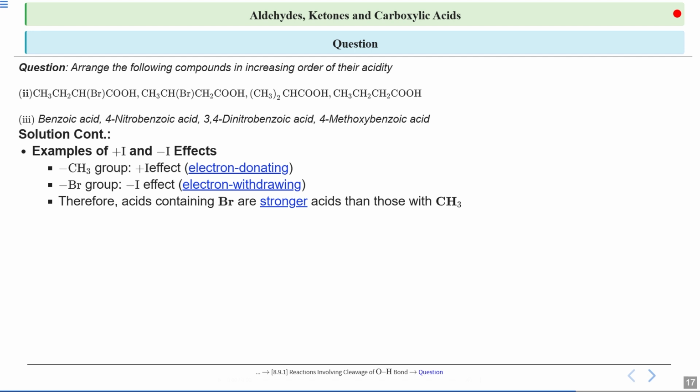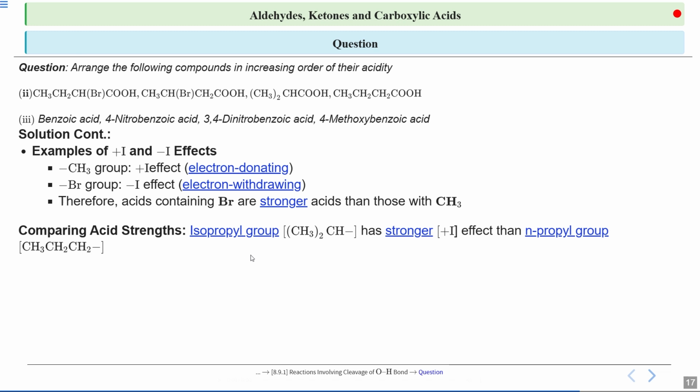Therefore, the acids containing bromine are stronger acids than those with a methyl group. So if there is bromine, then these will be stronger acids compared to the one with a methyl. This is because the electron withdrawing effect of bromine stabilizes the conjugate base, which makes the acid more likely to donate a proton. So right now we compared the groups in which bromine is present and CH3 is present. We concluded that if CH3 is present, then they are considered weaker acids.